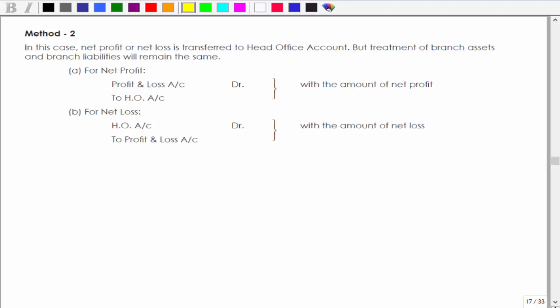But there is one more method, that is method 2. In this method, net profit or loss is transferred to HO account, but the treatment of branch assets and branch liabilities will remain same. So instead of passing each and every item appearing on trading debit, credit and transferring them to HO, it is only the net profit or loss that is transferred to HO, instead of transferring each and every item. But the treatment of branch assets and liabilities is one and the same in both method 1 and method 2.